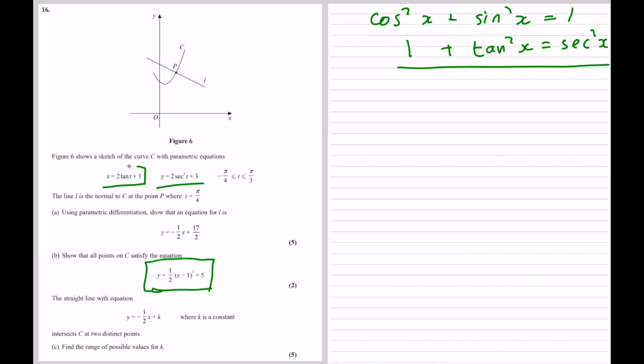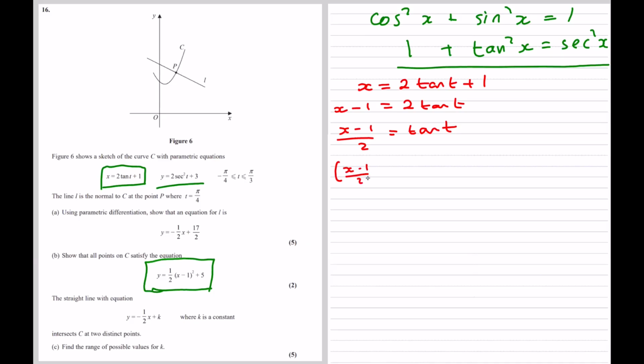If we substitute in tan squared x, so I can make this one equal to tan squared x, so x equals 2 tan t plus 1. Take 1 away. Divide by 2. So that's tan t by itself. Square both sides. X minus 1 over 2 squared equals tan squared t. So I can substitute that in for tan squared t.